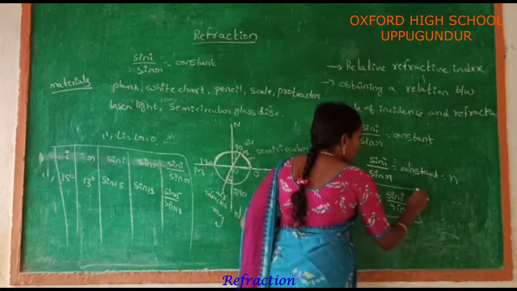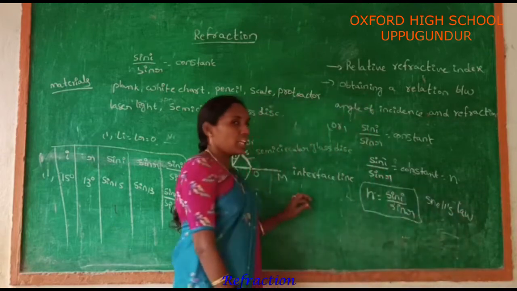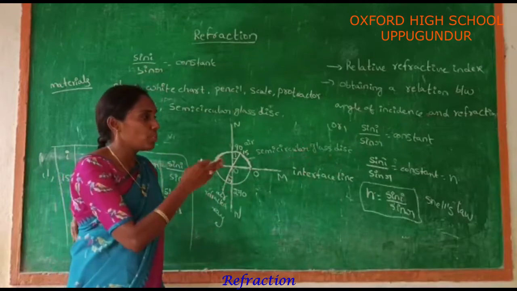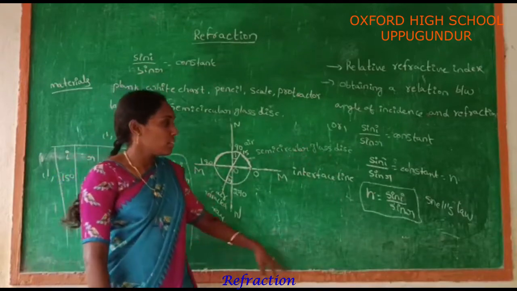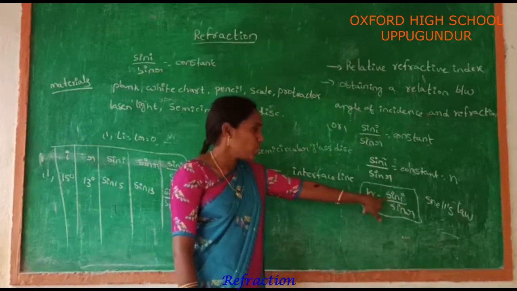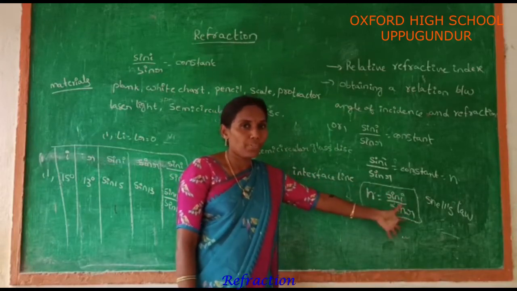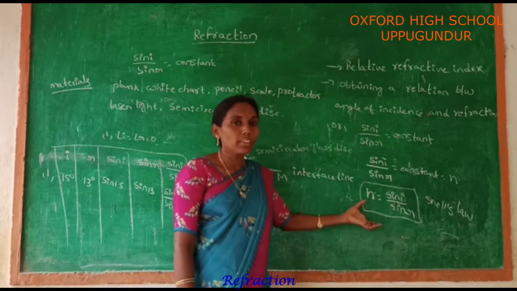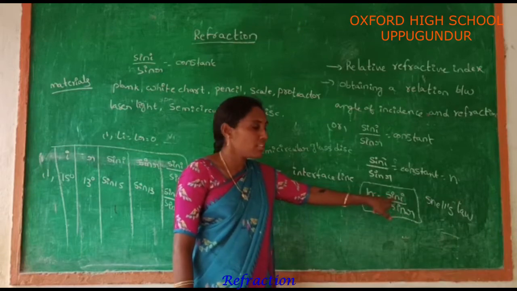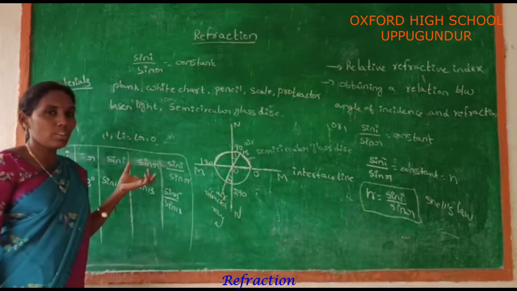This is also called Snell's law. Finally, the ratio of sin i by sin r is equal to a constant, and that constant is called the refractive index. Snell's law is defined as the ratio of the sine of the angle of incidence to the sine of the angle of refraction. This is the procedure of this experiment.